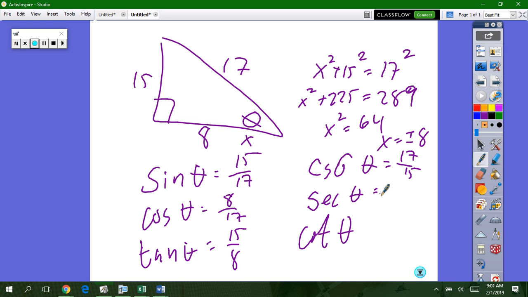Secant would be then what? 17 over 8, and cotangent would be 8 over 15. Any questions there? Pretty simple.